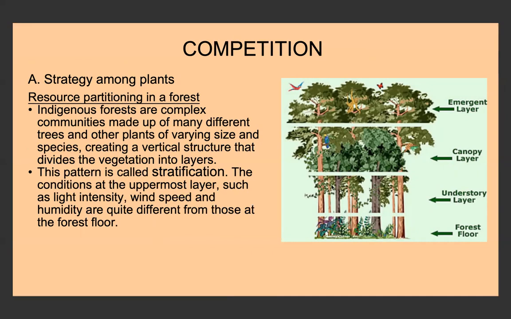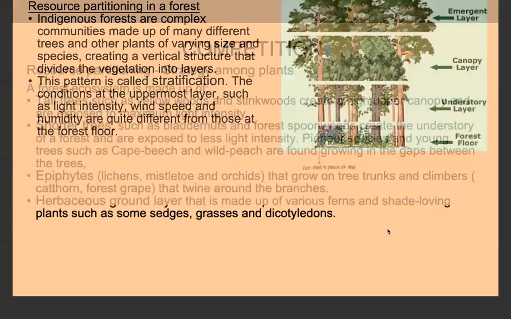And there would be usually four layers. They'll sometimes have slightly different names, but in general, the top layer would be the emergent layer. We then have the canopy layer, then the understory layer, and at the bottom we'll have the forest floor.